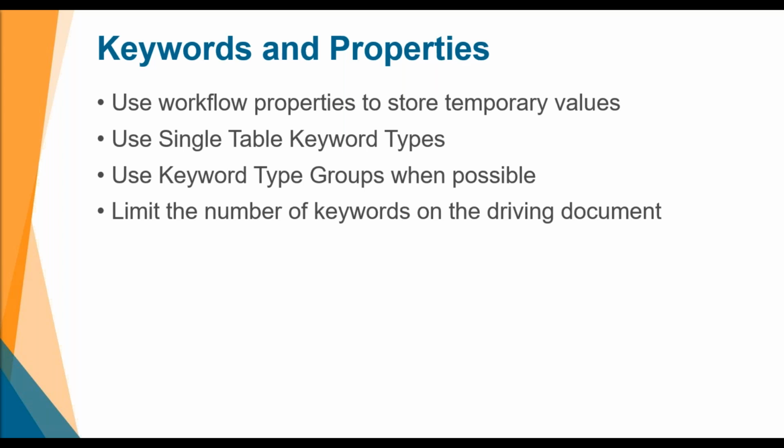Consider speed of keyword types. Dual table is the slowest, single table is fast, but keyword type group is the fastest. And you'll want to take extra care when creating keywords and associating keywords with the driving document. A large number of keywords on the driving document will directly impact workflow performance if the keywords are not structured properly. If a large number of keywords are required, consider using a keyword type group.